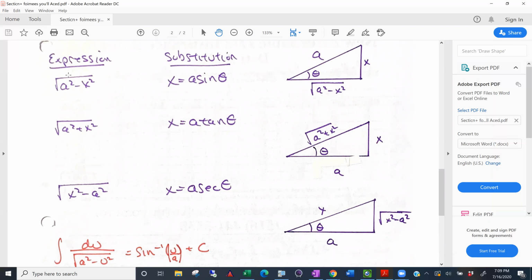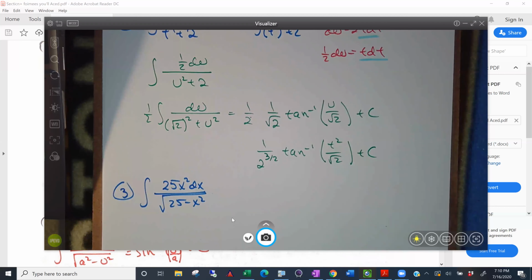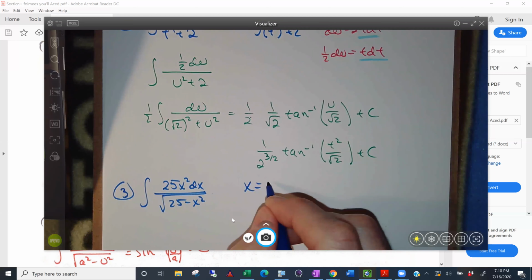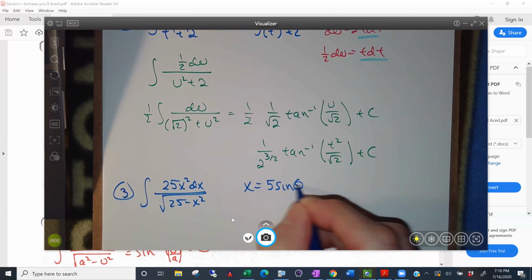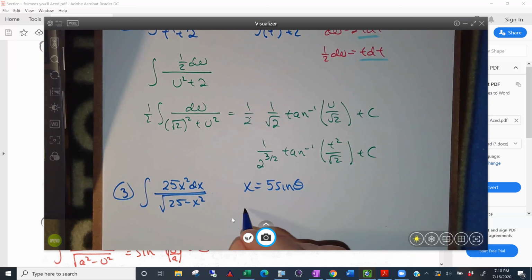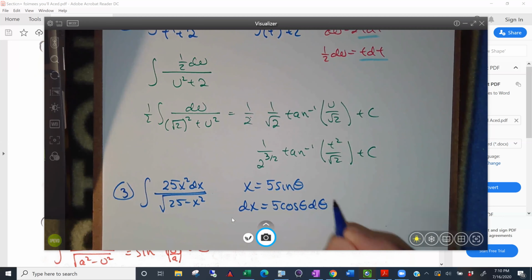It's certainly not a partial fraction. It doesn't lend itself to a u substitution very easily. So let's give this one a shot. In particular, x is going to be a times sine of theta. In our case, a is going to be the square root of 25, or just 5. So let's do that. x equals 5 sine of theta, and dx is going to be 5 cosine of theta d theta. And I'll tell you what, let's put in some limits here, 0 to 1/2.